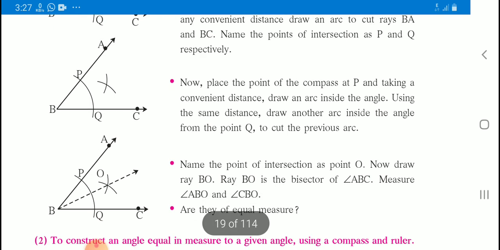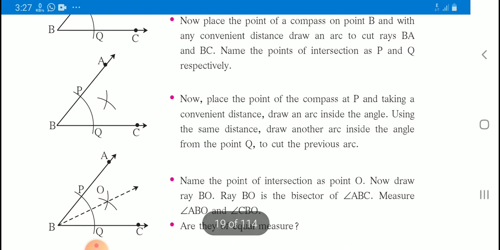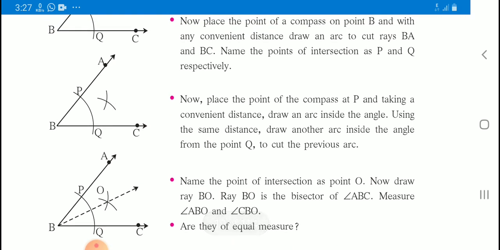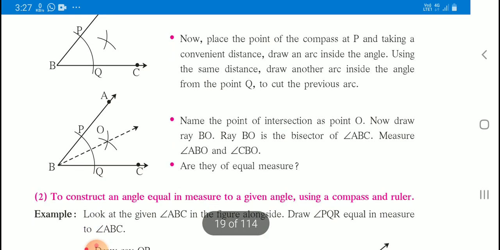So here they ask the question, are they of equal measures? Yes, because an angle bisector divides the angle into two equal parts. So whatever angles are formed by angle bisectors, they are always equal in measure.